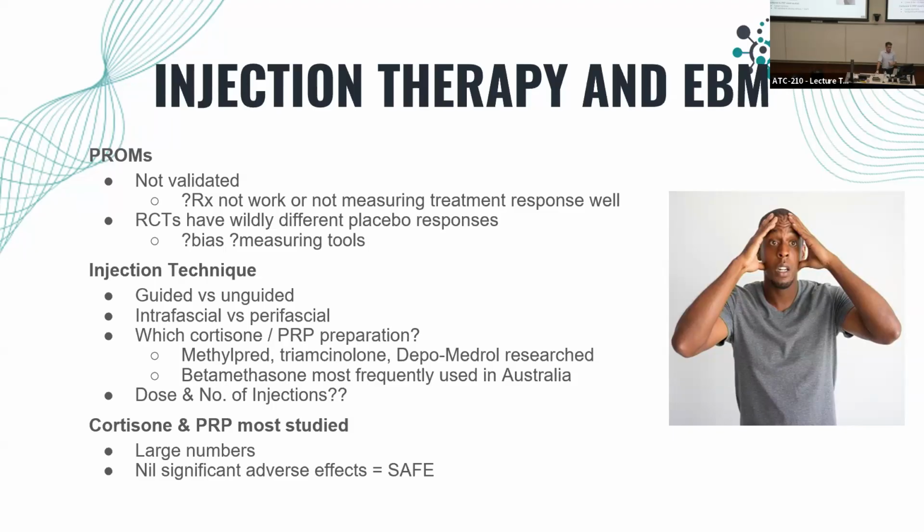But let's say it was good data. Even amongst that, there's discrepancy between outcomes with guided and unguided injections. There's debate over whether the injection should be perifascial or intrafascial. All the data for cortisone that I've seen doesn't include betamethasone, which is the commonest medicine that I see used in Australia. And is that what you'd normally use, Virgil?